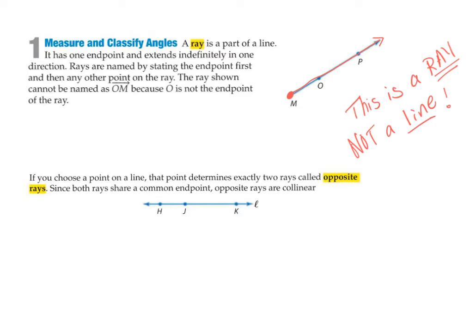ray in notation is I would pick the endpoint of this left-hand side, so M, and then any other point. So I could say MO or MP. And then I need to have a symbol on top of these two letters. Because it's a ray, I need to go from the endpoint and then an arrow on the right-hand side to specify it's a ray. Same thing for MP.